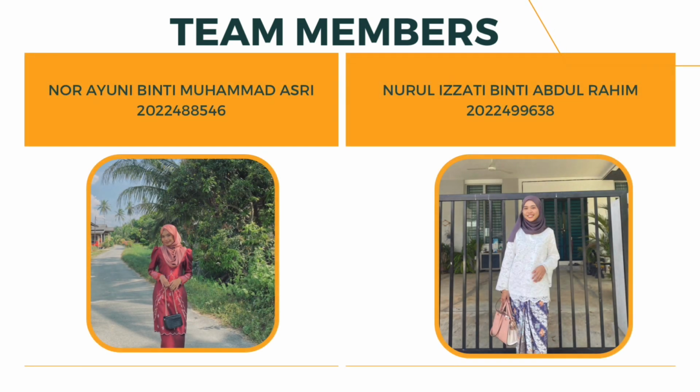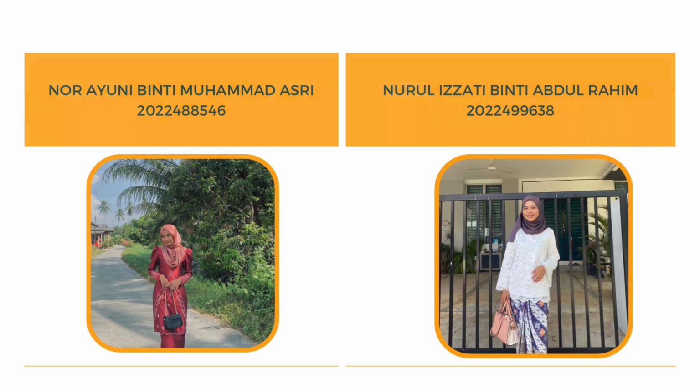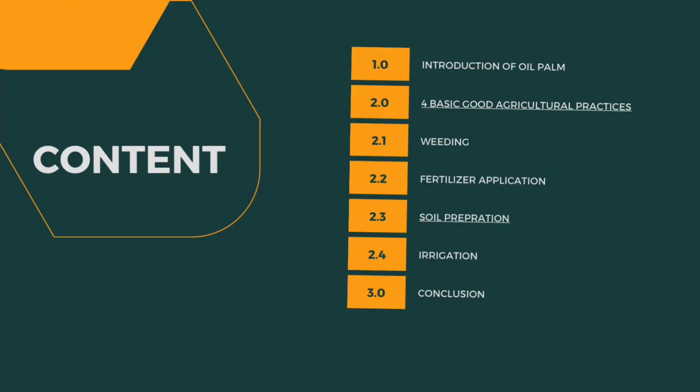Today, we are going to present about four basic agriculture practices. Here are the contents we will present today to you. First, we will discuss the introduction of oil palm. Second, we will introduce the basic good agricultural practices, which are divided into four categories.